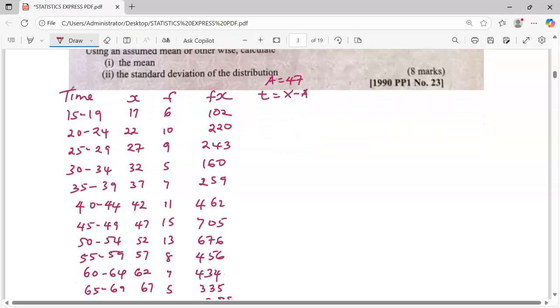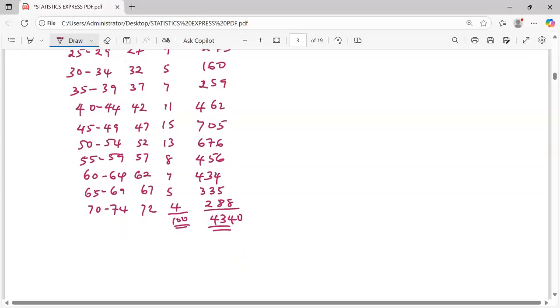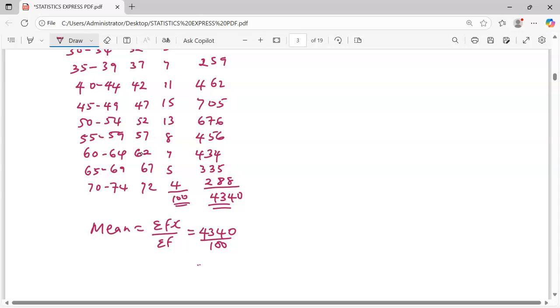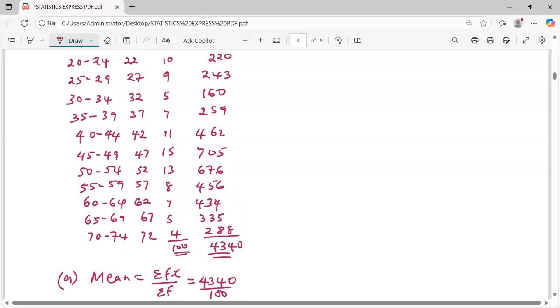Now, up to fx, we can get the mean. Mean is given by summation of fx divided by summation of frequency, and this gives us 4340. You divide by 100, and this is going to give us 43.4 as the mean for this information. Let me call this part A.